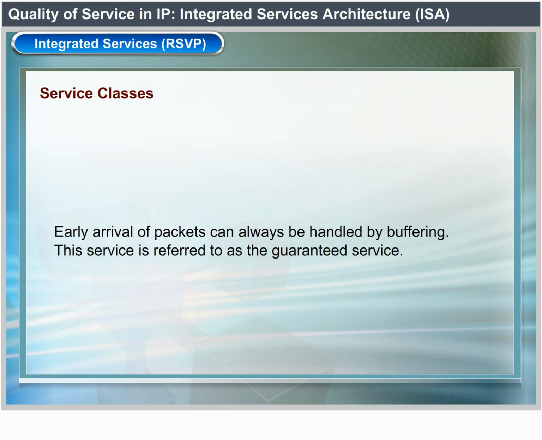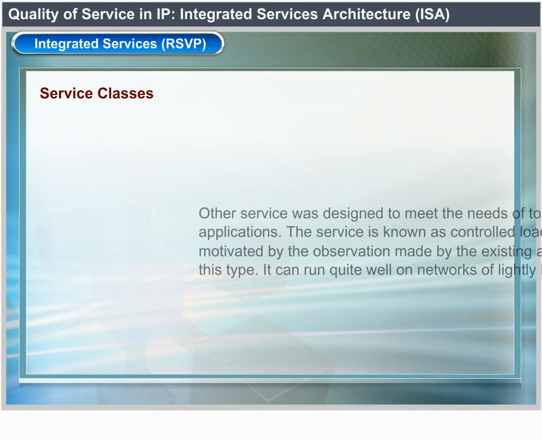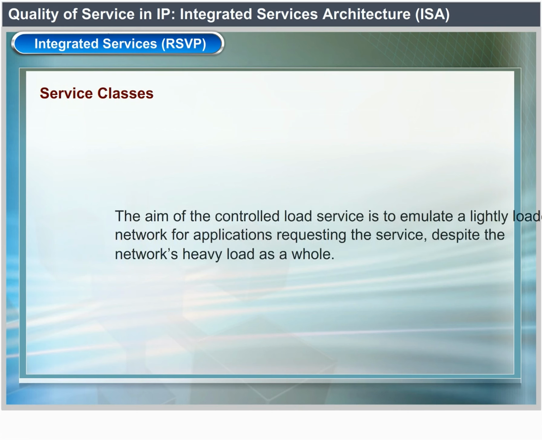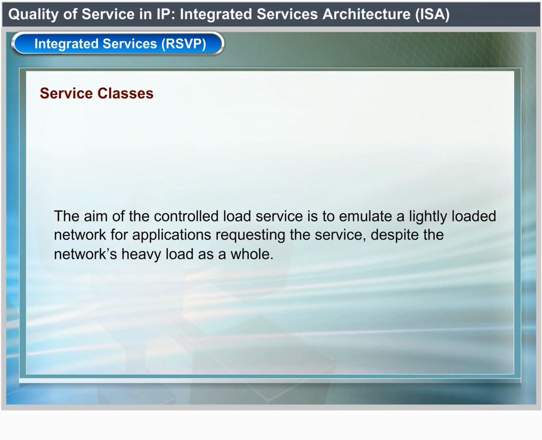The other service was designed to meet the needs of tolerant, adaptive applications. The service is known as controlled load and was motivated by the observation that existing applications of this type run quite well on networks that are not heavily loaded. The aim of the controlled load service is to emulate a lightly loaded network for those applications that request the service, even though the network as a whole may in fact be heavily loaded.